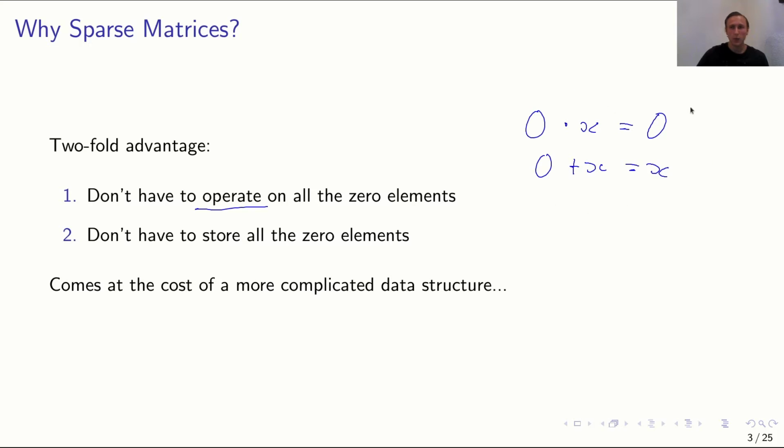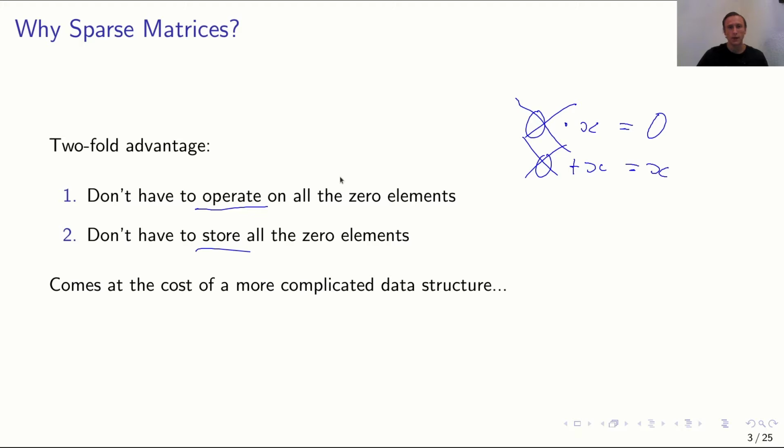Now, since we're not performing these operations on sparse matrices, there's also really no need to store these zero values in the first place. So by not storing these zero elements, we can save a lot of computer memory in cases where we have very big and very sparse matrices.